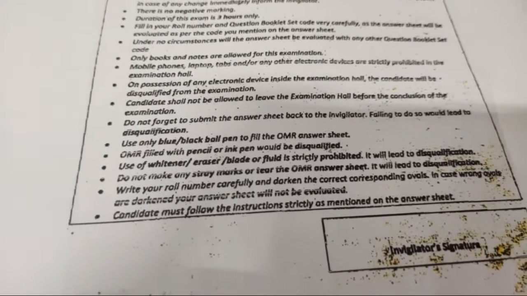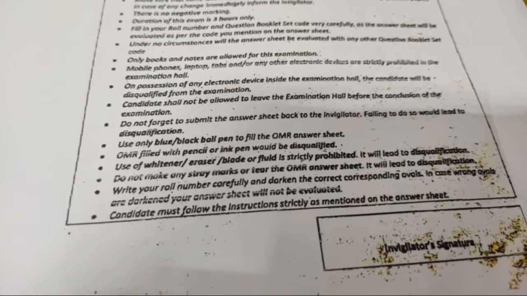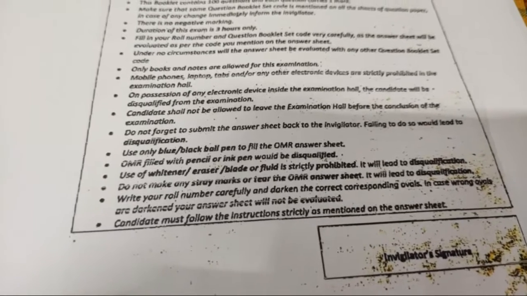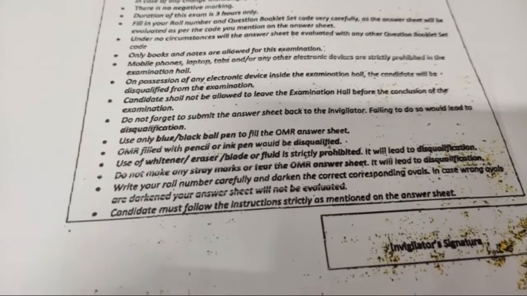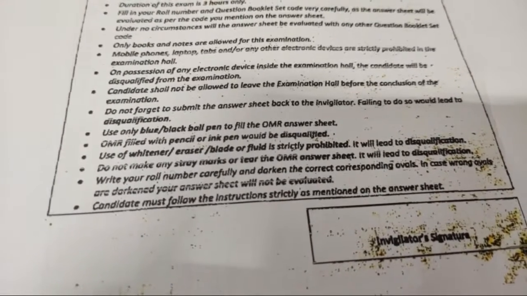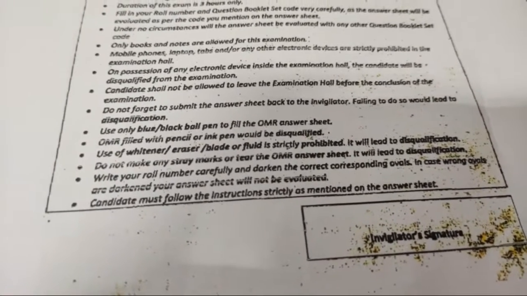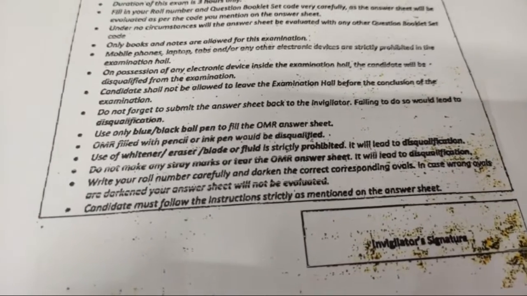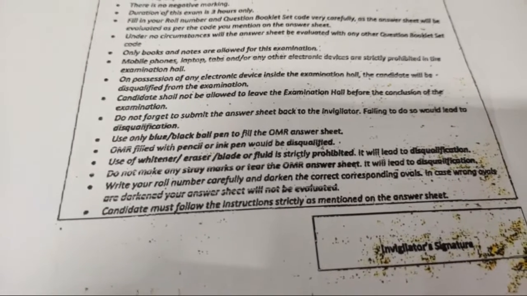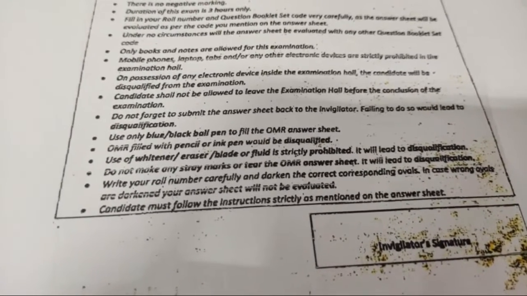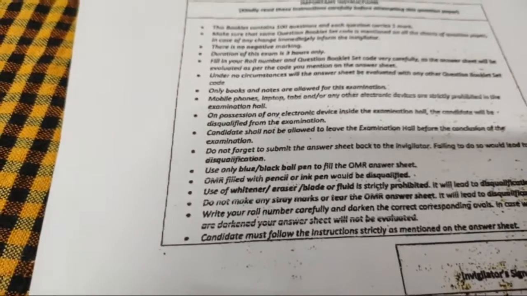Do not make any stray marks or tear the OMR answer sheet. You cannot put any type of other markings on the OMR sheet, and you cannot also tear it. Write your roll number carefully and darken the corresponding ovals. In case wrong ovals are darkened, your answer sheet will not be evaluated. So you have to correctly fill up the roll number and correctly fill up the OMR sheet. If your OMR sheet is not correctly filled up, then of course you will not be evaluated. So these are the main instructions for filling up of the OMR sheet.